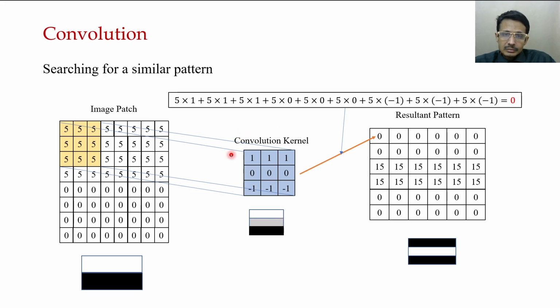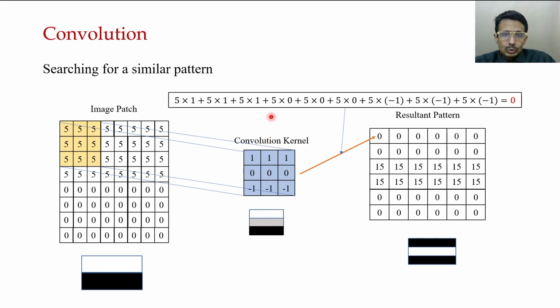For searching a horizontal line, we use this convolution kernel. Now you can see there is a zero crossing in this horizontal direction. If you go in this vertical direction, from 1, 0, 1, you can say this kind of pattern will come. It looks like a kind of horizontal line.